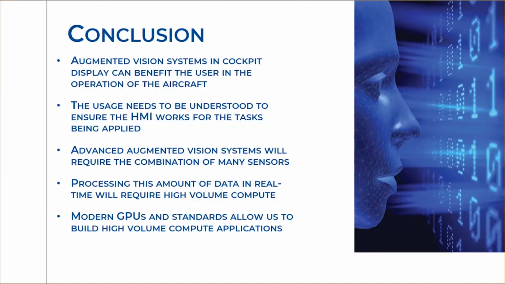But in order to enable these kinds of advanced augmented vision systems, we're going to require the combination of many sensors for redundancy and safety. Processing this amount of data from multiple sensors, correlating the data from multiple sensors, requires the use of high volume compute and hardware that's capable of high volume compute. And modern GPUs and standards around exposing the functionality of modern GPUs enable us to build high volume compute applications that are certifiable today.